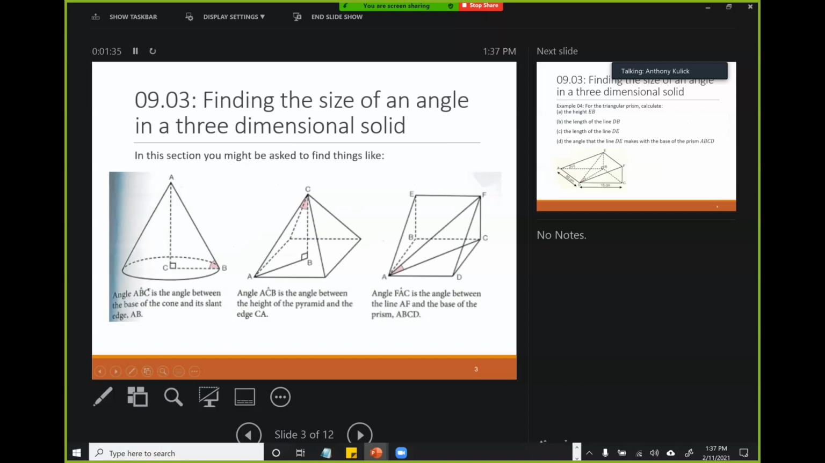That's just a piece of vocab. So we might be asked to find angle measures like the angle between the base of the cone and its slant edge. So the angle we're talking about there is this angle ABC.